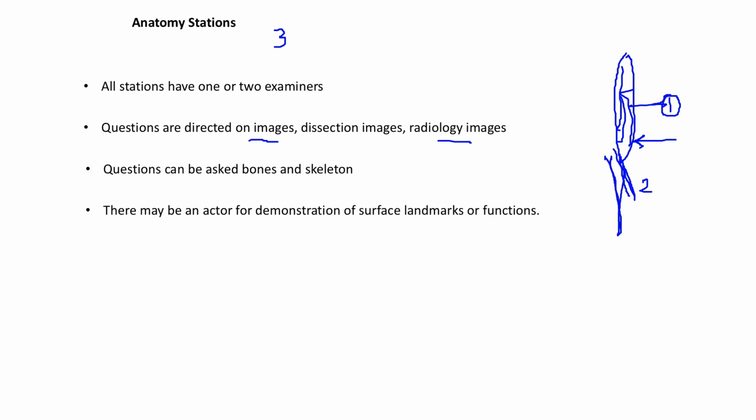So these questions are based on dissection images, and can be radiology images like X-ray or CT scan, but they usually deal with normal anatomy. And then questions can be asked from bone or skeleton, can be asked from surface marking. So there are 3 stations. You can get questions from head and neck, from skull, from thorax, from abdomen, from limbs, and we'll discuss these topics.